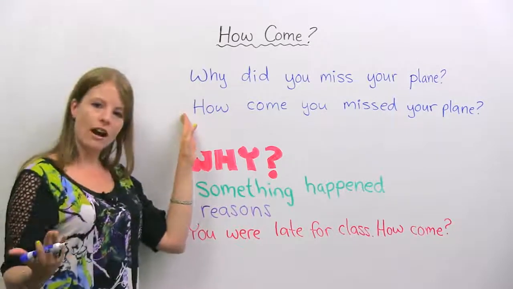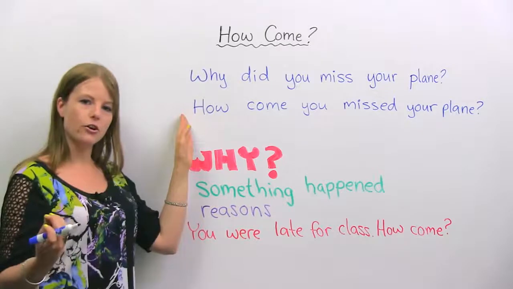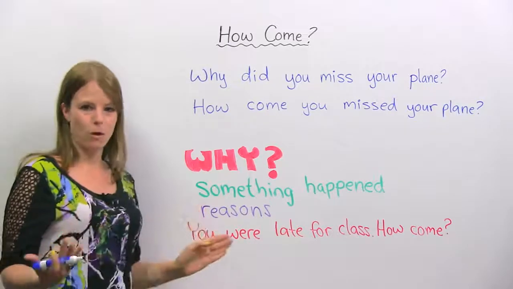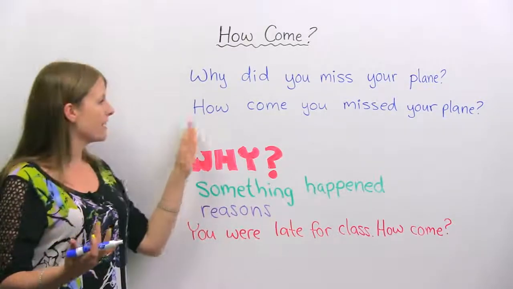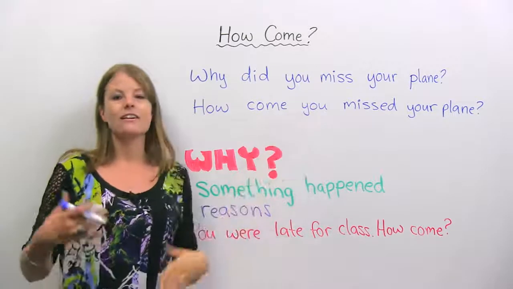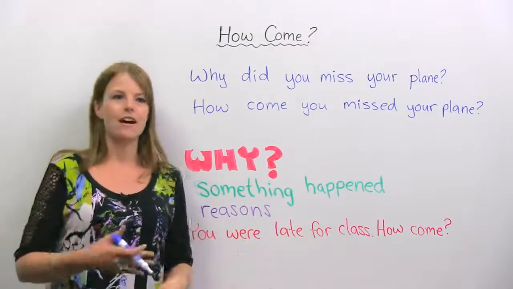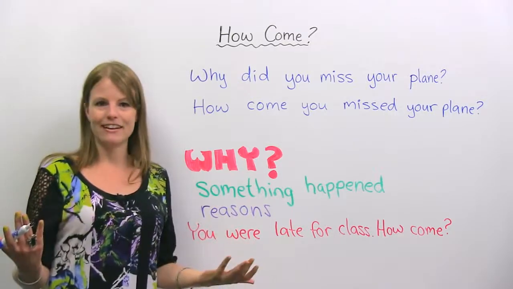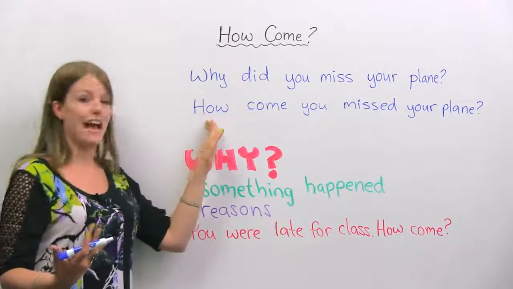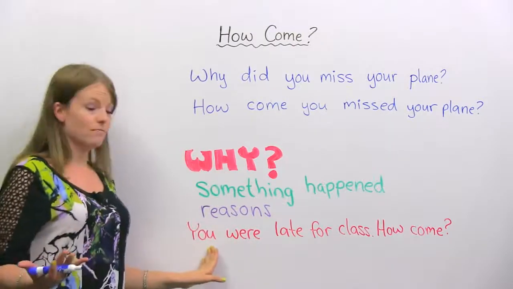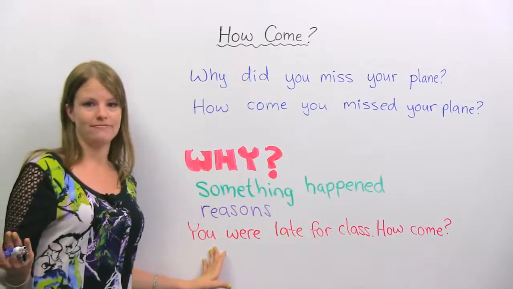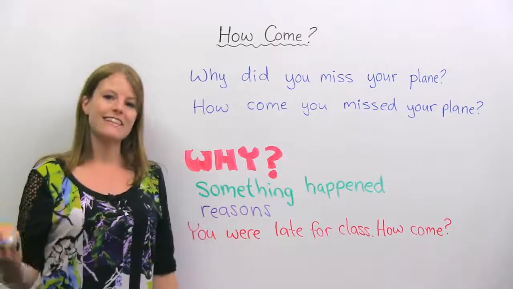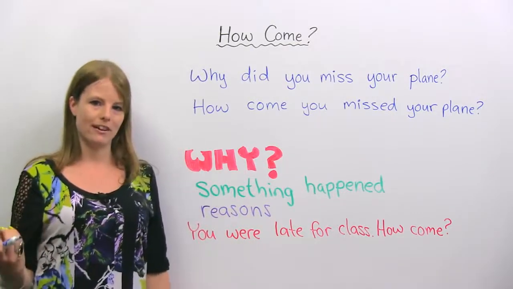Okay, so how come means why. So when we're asking how come, we want to know why something happened, or the reasons why something happened, okay? So for example, how come you missed your plane? A reason might be, oh, I was late getting to the airport, or I slept in, okay? These would be the answers to a question like how come. A lot of the times teachers will ask this question. You were late for class today. How come? That means the teacher wants to know why you were late for class.